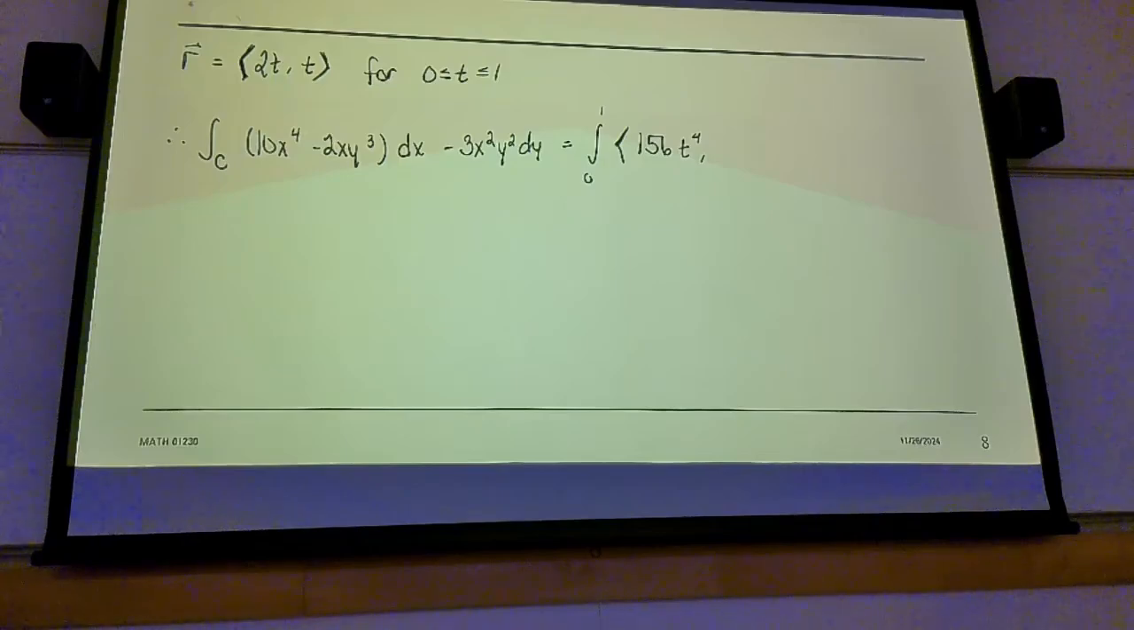What's r prime? 2 to the 4. What is that dot product? 300 t to the 4. Oh, that is sexy. That just equals 60.